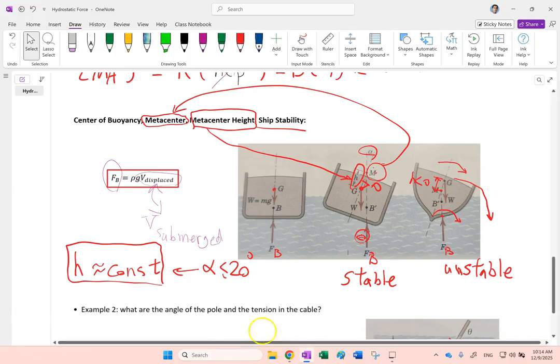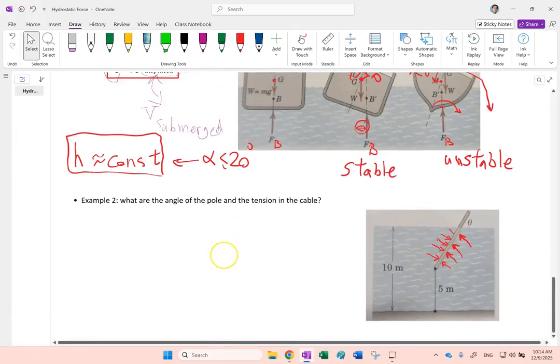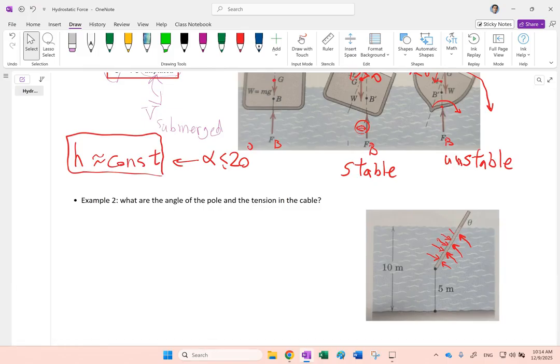Now, let's look at one more example here. In this case, we have this basically pole in water. And this pole is kept inside the water because it's made of wood, so we won't let it go on the top of water and float. We keep one side of it down, pin it down to the ground by a cable, like that.